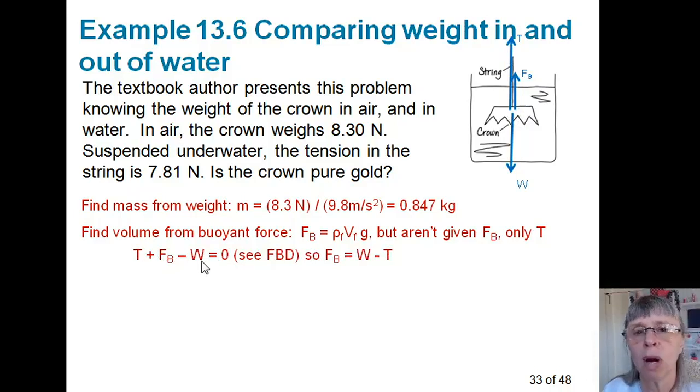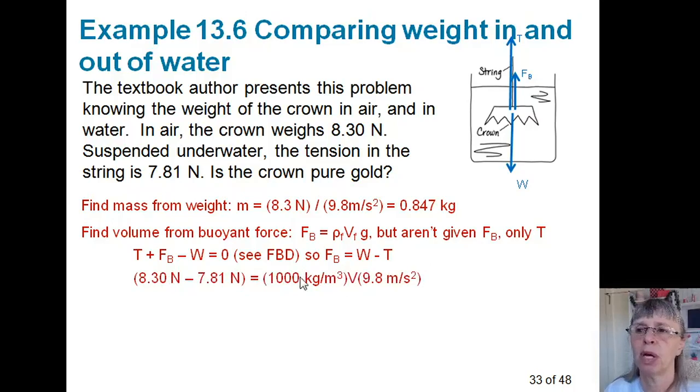So we can rewrite this equation and find that the buoyant force is equal to the weight of the crown minus the tension, because that's the only difference, right, between being weighed in air and weighed in water. The difference is going to be the buoyant force. So here we can calculate our buoyant force, and we can set that equal to the density of the water, the volume displaced, times g. So here's the density of the water, the volume is what we're looking for, times g. And from this, you can calculate the volume of that object.